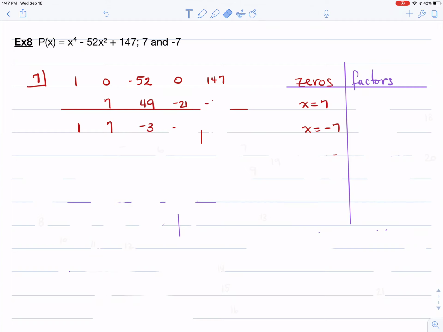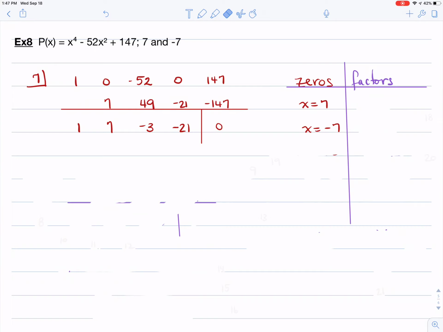Add, you get negative 3. Take your negative 3 times your box, you get negative 21. Add, and you get negative 21 again. Multiply your box, you get negative 147, and you know then that when you add, you get 0. This is not a surprise. You're supposed to end up with 0. If you ended up with anything else, there's an issue here.